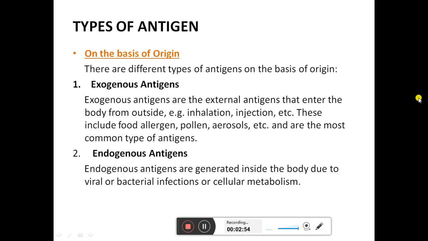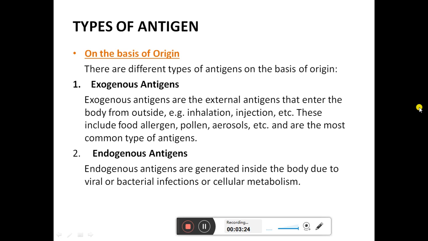Next is the types of antigen. There are mainly two types of antigen. On the basis of origin, the types are exogenous antigens. The exogenous antigens are the external antigens that enter the body from outside, for example by inhalation, injection, etc. These include food allergens, pollens, aerosols, etc. and are the most common type of antigens.